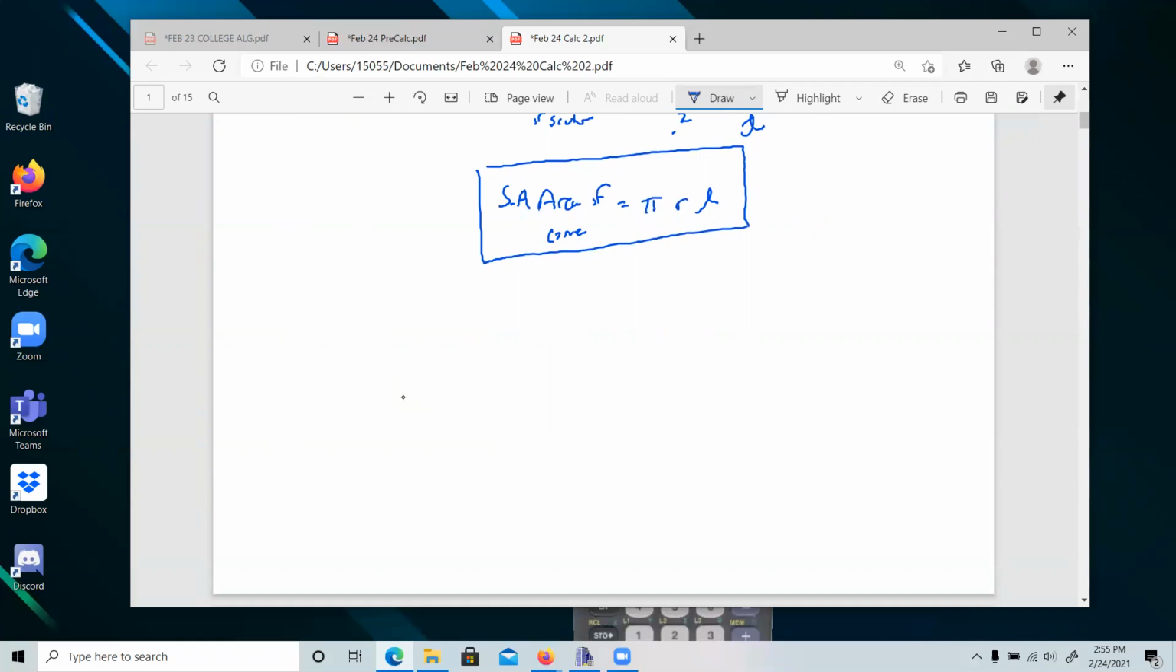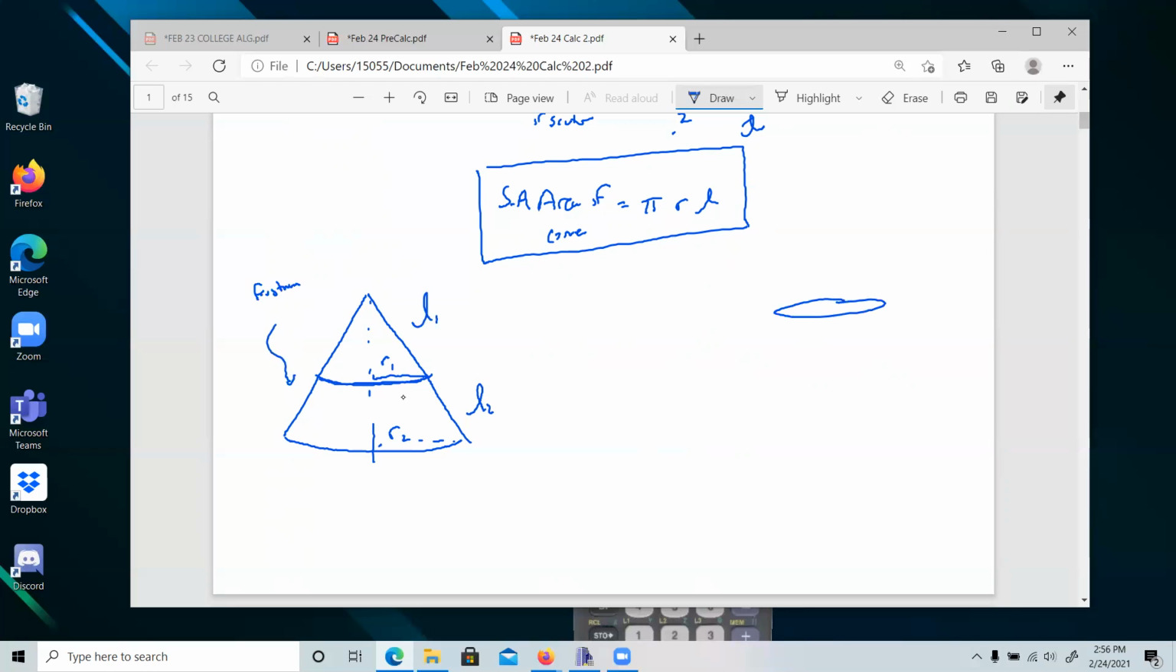area of a frustum. Okay, so what we're going to do here is draw another cone. I'm going to cut it in half. Put a little marker down the middle here, and we're going to have an R1 here, an R2 here. I'm going to make this an L2 and this an L1. Okay, so a frustum is just this part of the cone.